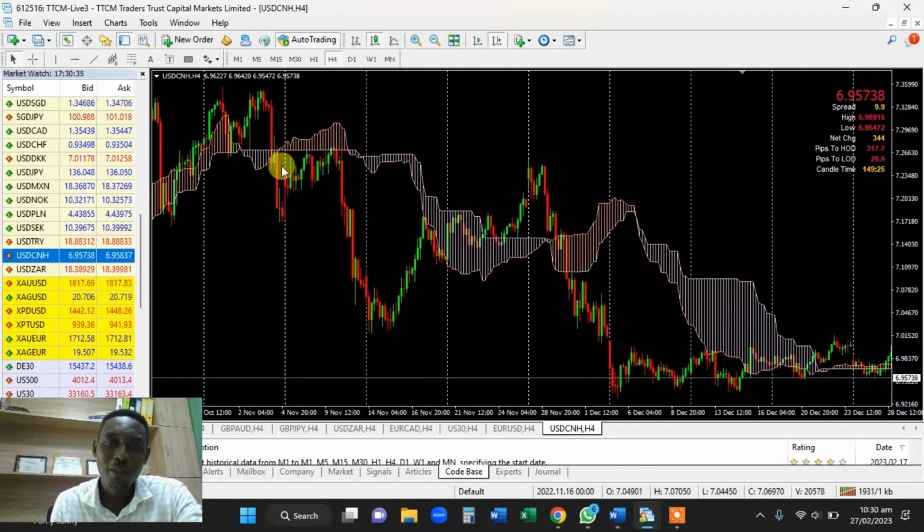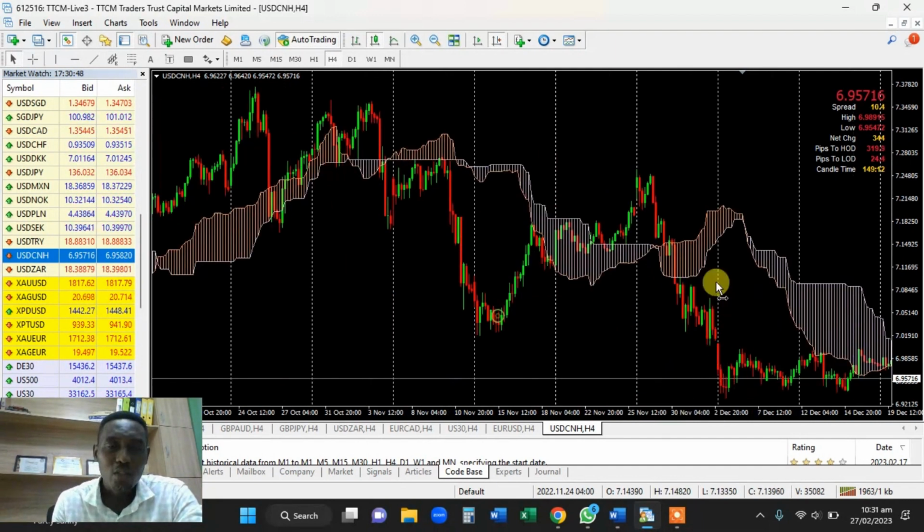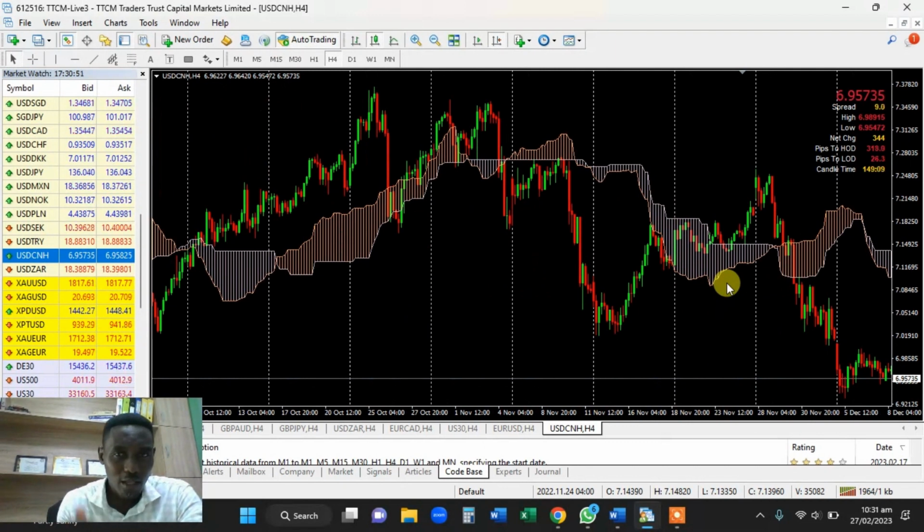So once we are below the cloud, we have to sell. We close below the cloud, we have to sell. We close above the cloud, we have to buy. Closing above the cloud, we buy. Closing below the cloud, we sell. So going forward, we will learn what we're supposed to do with the other lines and how we can time and get into the market and be profitable.